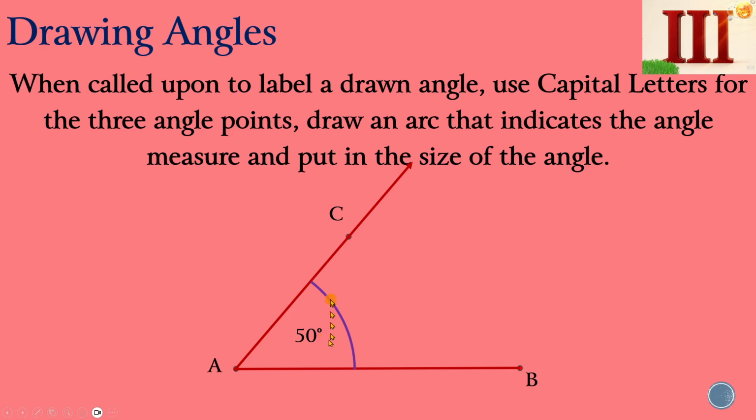The reason we do this is because if this isn't put in, it can be interpreted that you want the reflex of 310, but that's not what we want. So we always use an arc to indicate, and we put in the size, so there would be no ambiguity as to what is being required.